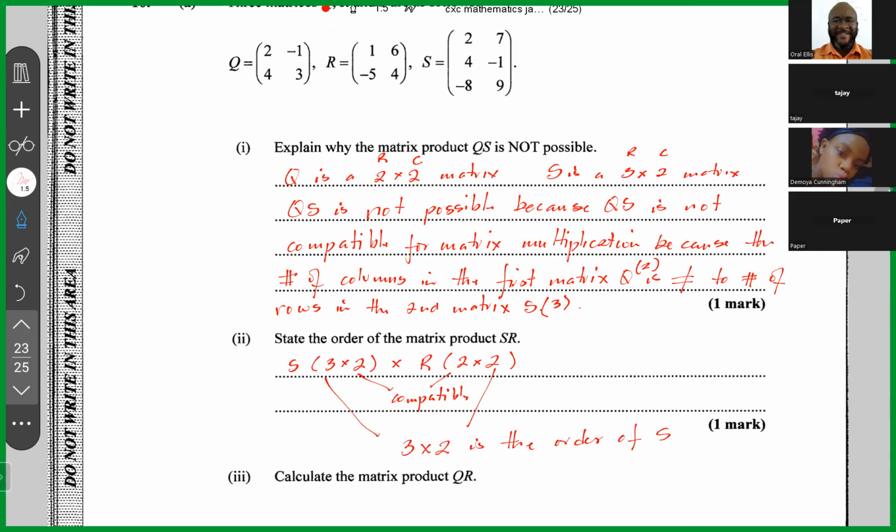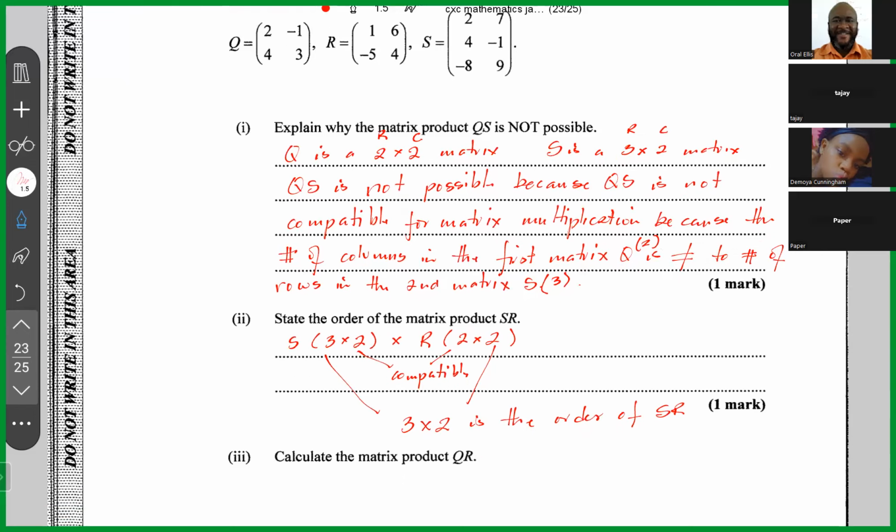of SR. So the fact that the two middle values are the same, which is the number of columns in S, is equal to the number of rows in R. The fact that those two numbers are both 2, it makes them compatible for multiplication. And then the number of rows in the first matrix S, which is 3, by the number of columns in the second matrix R, which is 2, that is the order of the matrix product SR.